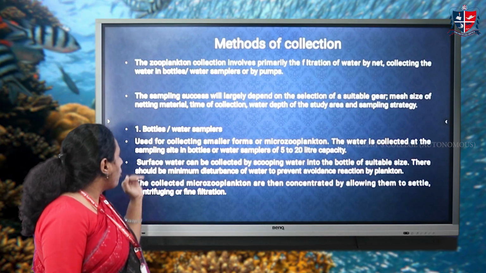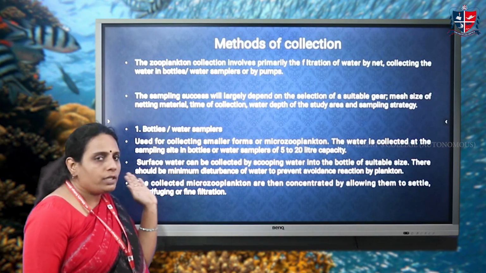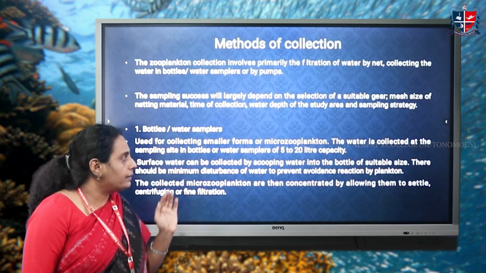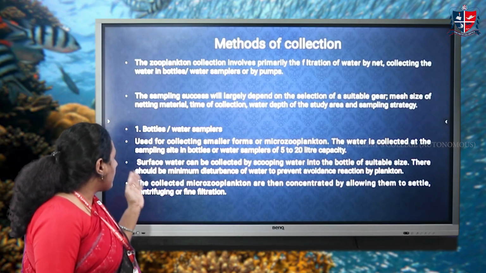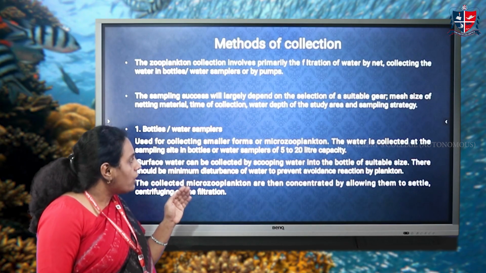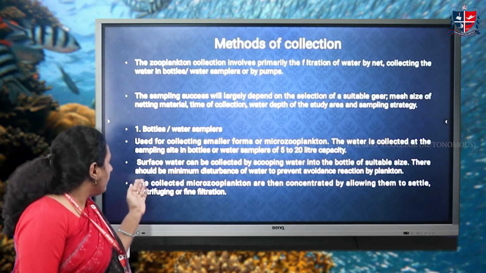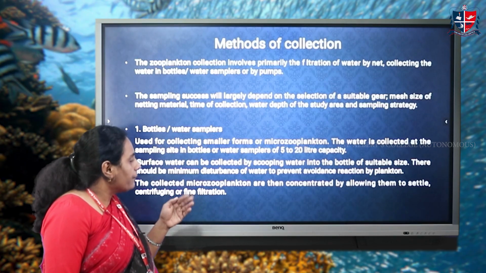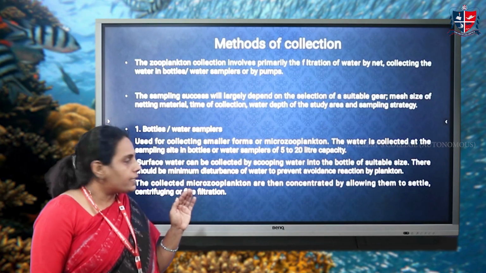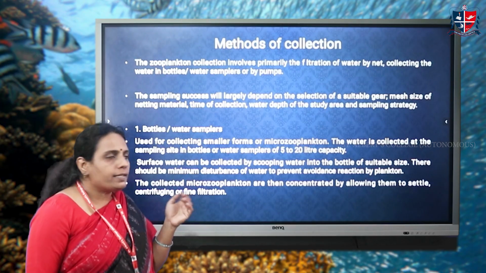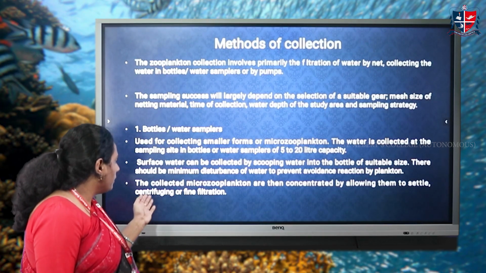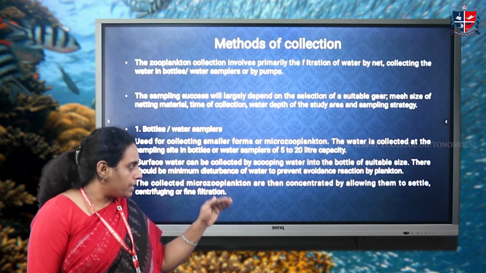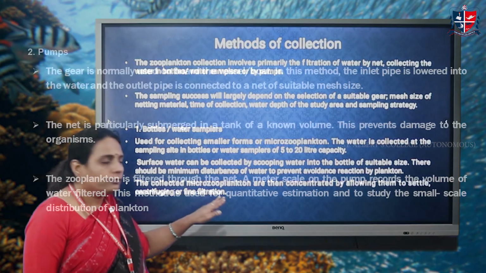First, the bottles or water samplers. These bottles are used for collecting small forms of microzooplankton. Water is collected at the sampling site in bottles or water samplers of 5 to 20-liter capacity. Surface water can be collected by scooping water using a bottle of suitable size. There should be minimum water disturbance to prevent avoidance reaction by plankton, and the microzooplankton collected are then concentrated by allowing them to settle, centrifuging or fine filtration.